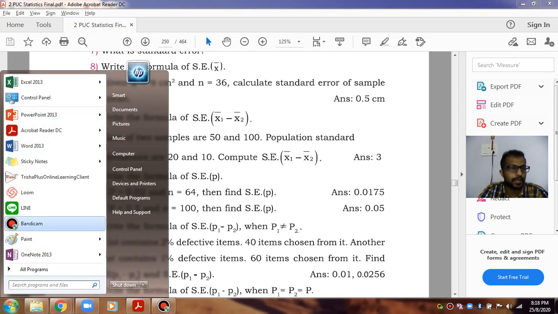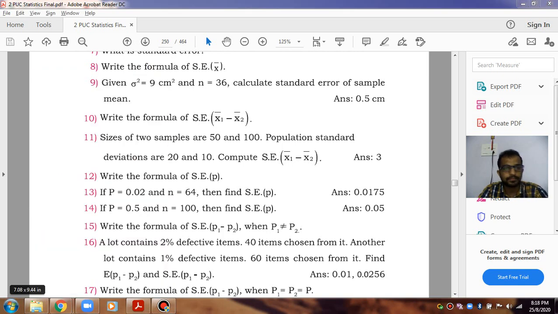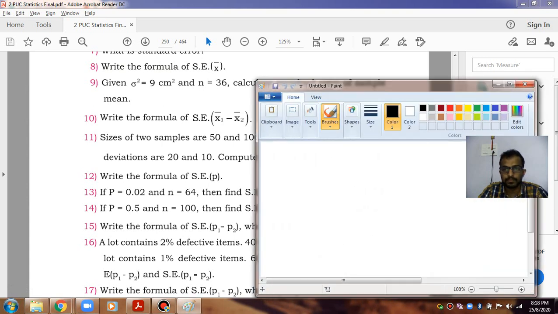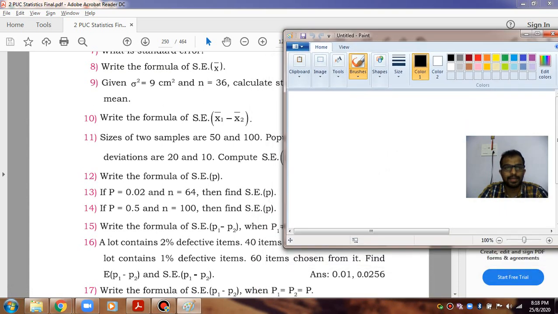Here let me do it using paint. Okay, see here, students, first question, question number 10. Write the formula of standard error of x bar 1 minus x bar 2. X bar 1 minus x bar 2 is what, students? Is it mean or difference of means? Difference of means.